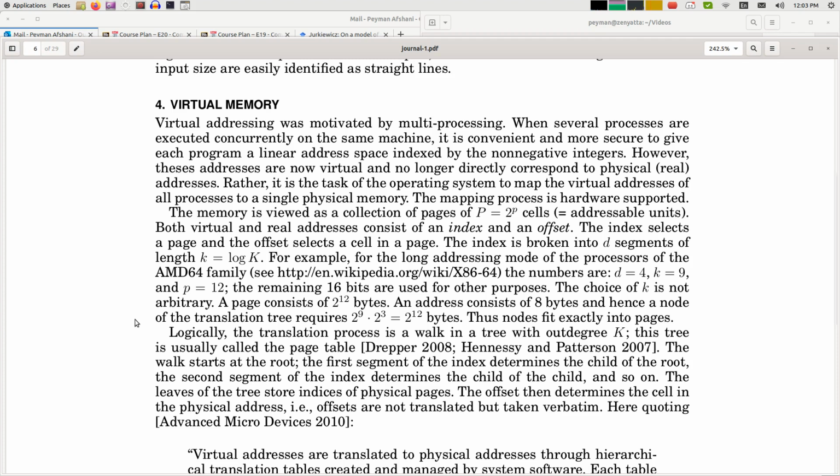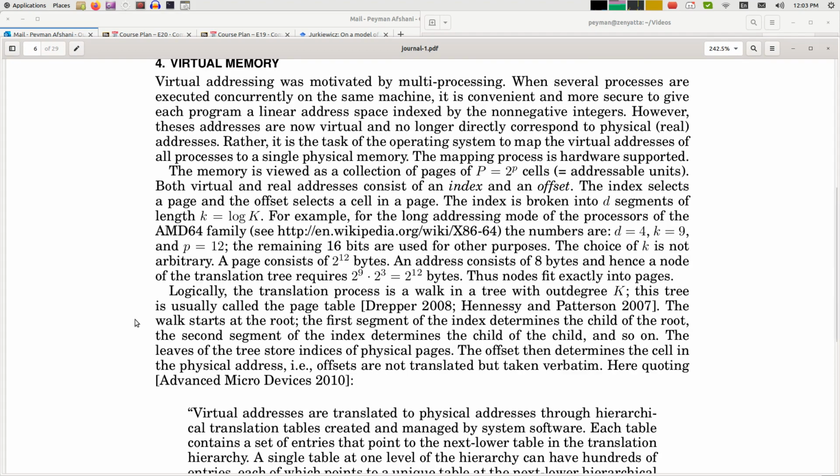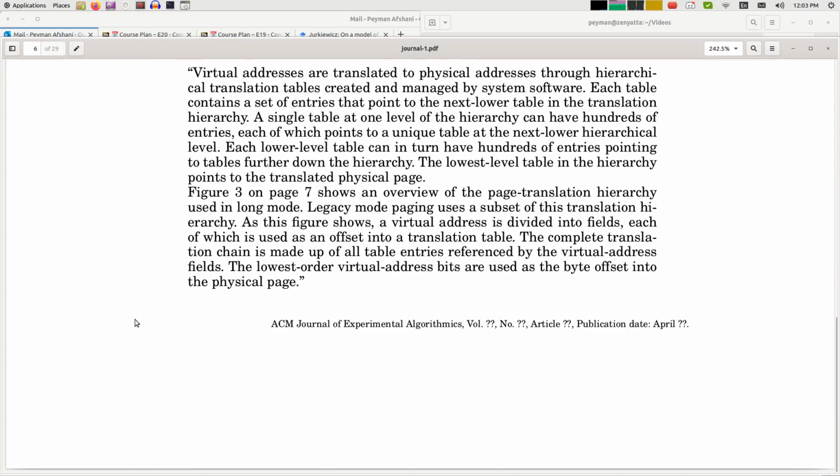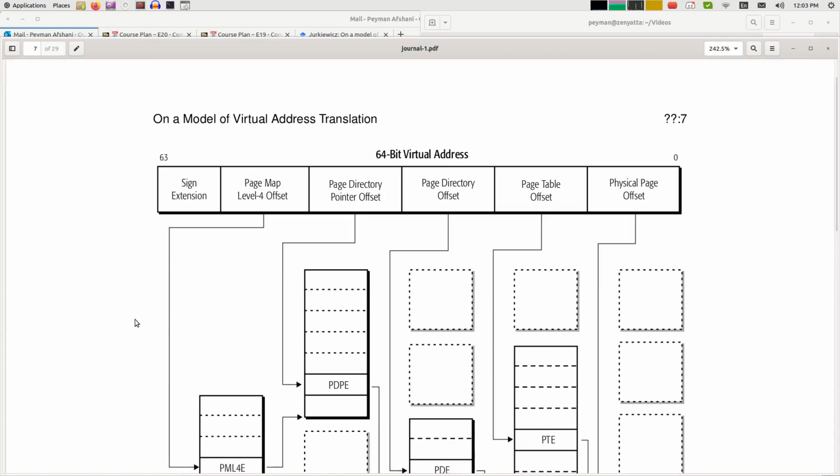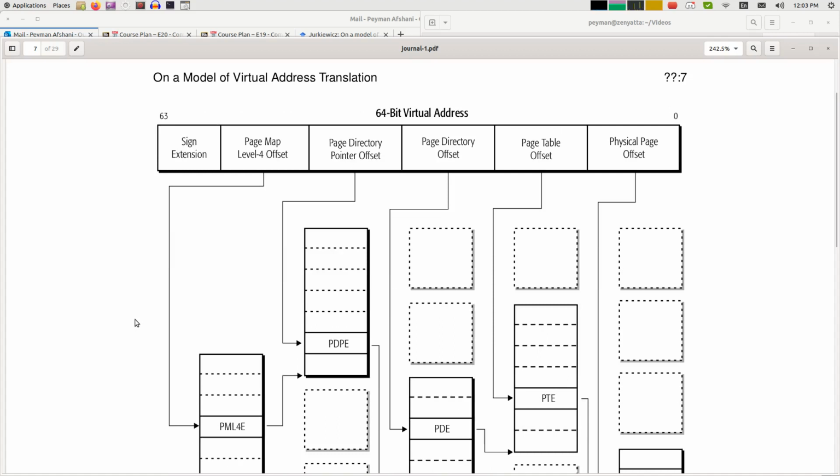Next, they introduce virtual memory, and they talk about the model of virtual memory. So they talk about the process of address translation that I just explained before. But they also specify that very important aspect of address translation that I have skipped earlier. And here is what I want to explain to you. And that is this translation process also combines with caching. So let me explain what I mean.